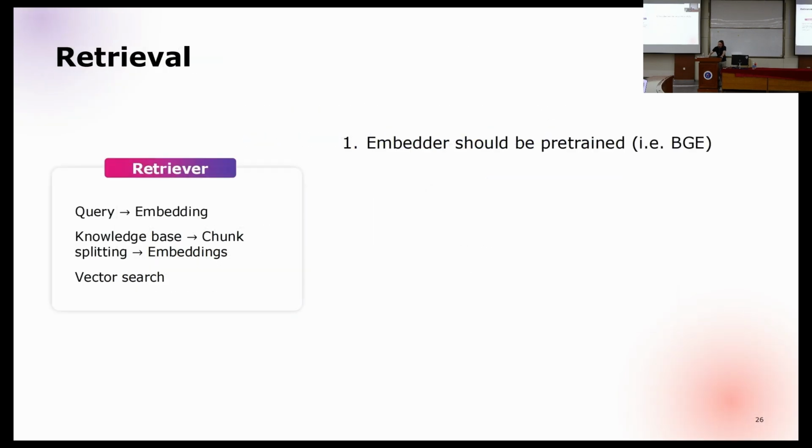There are several tricks for how to cook retrieval-augmented generation. Let's speak about them. The first is the retriever part, the part where we do search based on our knowledge base. First, what you need to know is you should use pre-trained embedders, for example, BGE, E5, etc. They are specially designed for retrieval.